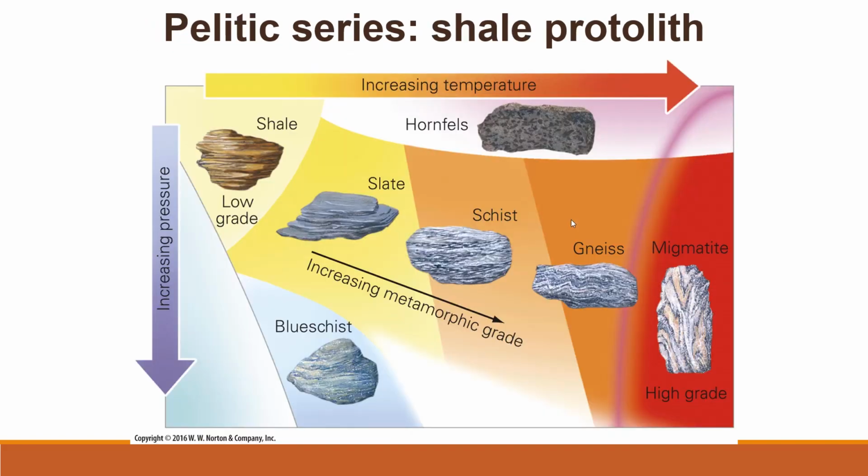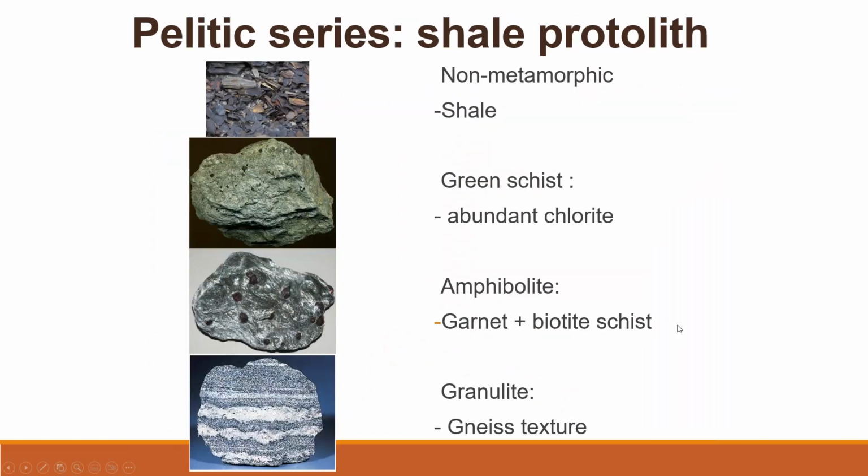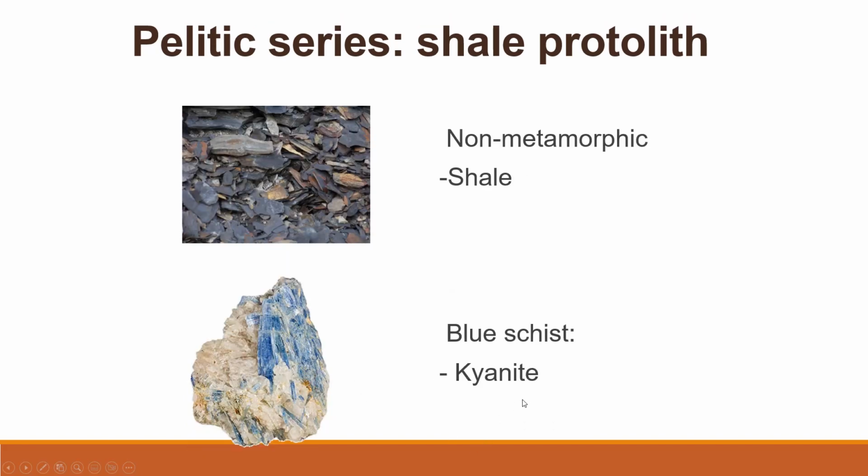The shale protolith, the pelitic series, I've already talked a little bit about this. Again, we go through slate, schist, gneiss, migmatite. So if we're going through the greenschist facies, we're going through basically increasing, similar pressure temperature. We have a lot of chlorite again in the greenschist, and in the amphibolite we're going to have garnet and biotite schist. So these big chunks are garnets, and then the granulite will be our gneissic texture, and then we can get to a migmatite. If we go through the blueschist facies, now we're going to have more kyanite instead of the glaucophane.